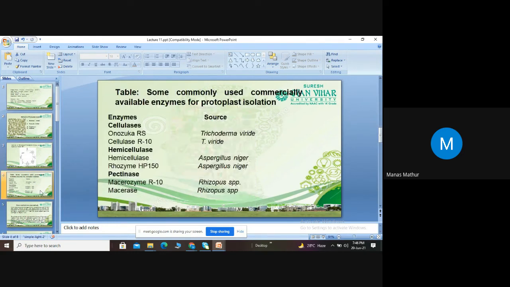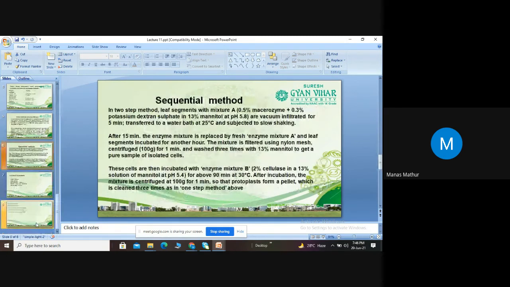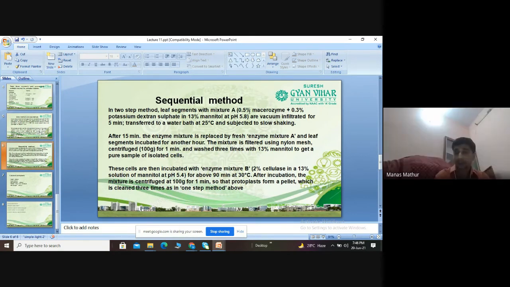In this enzymatic method, as I told you, three enzymes are used. There are two methods: the direct method, in which we isolate the protoplast in a single step, and the sequential method. In the sequential method, we follow two different steps for the isolation of the protoplast. Initially, in the first step, we take the leaf segments and treat them with mixture A. Mixture A contains 0.5% macroenzyme, 0.3% potassium dextran sulfate, and 13% mannitol, and the pH is maintained at 5.8.